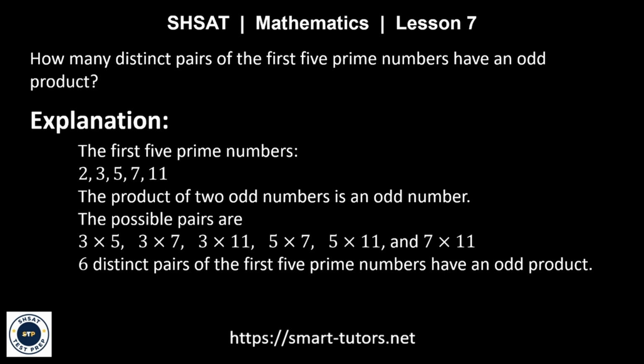How many distinct pairs of the first 5 prime numbers have an odd product? The first 5 prime numbers are 2, 3, 5, 7, and 11. The product of two odd numbers is an odd number. So the possible pairs are 3 times 5, 3 times 7, 3 times 11, 5 times 7, 5 times 11, and 7 times 11. We did not include 2 because 2 is an even number. So 6 distinct pairs of the first 5 prime numbers have an odd product.